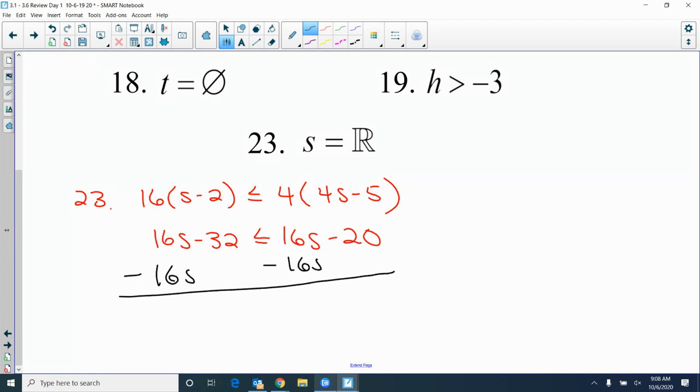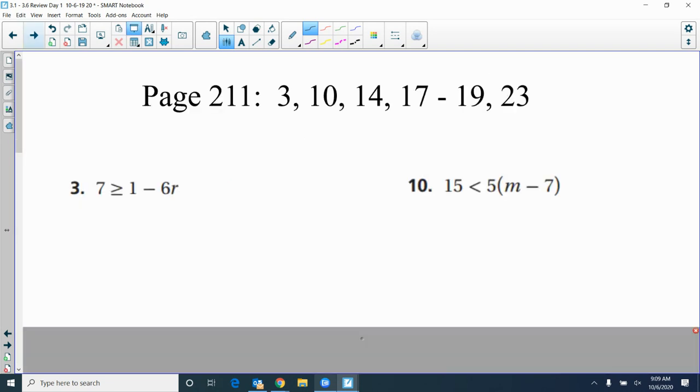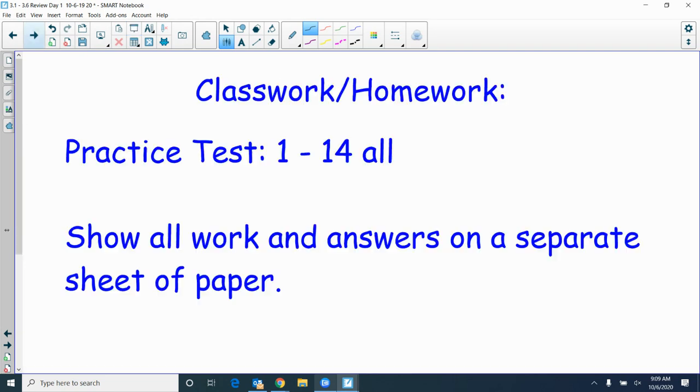But when I subtract 16S, I get -32 is less than or equal to -20. Remember, negative's a little bit different there. So -32 is less than -20, like -32 degrees is colder than -20. I don't like either of those degrees, but it is. So it gives you all real numbers. Okay, that's what we just went through here.